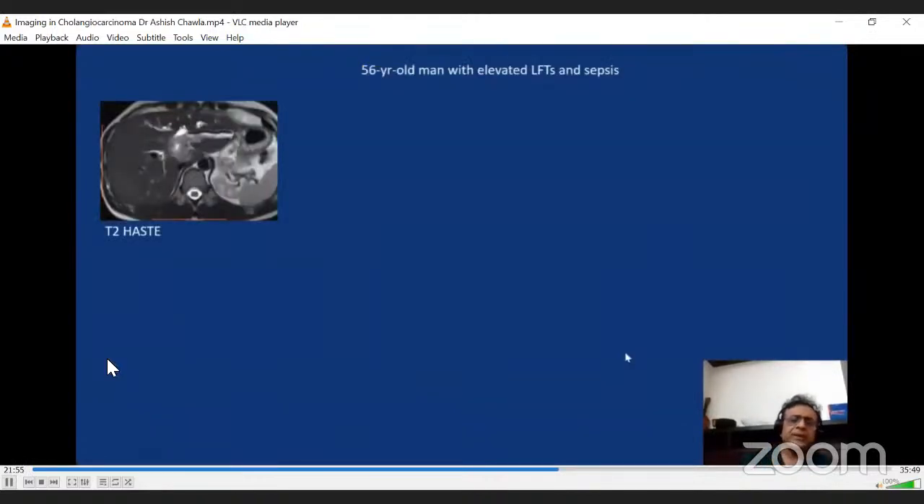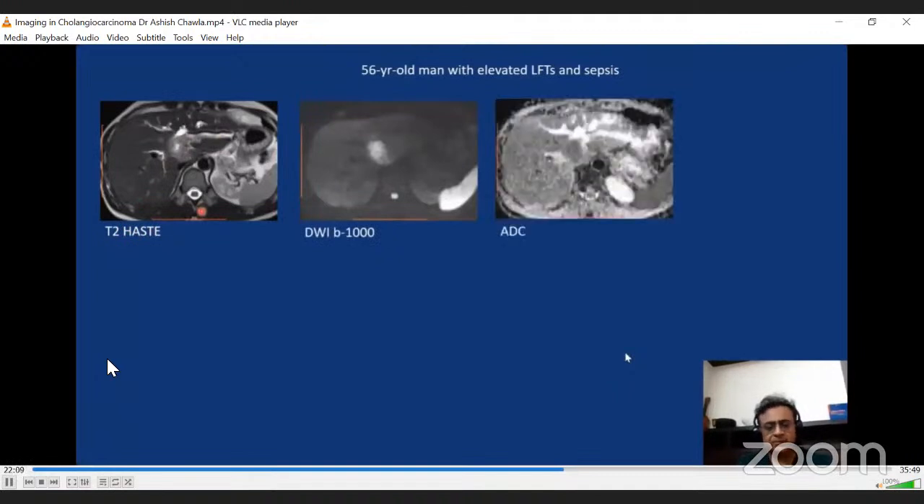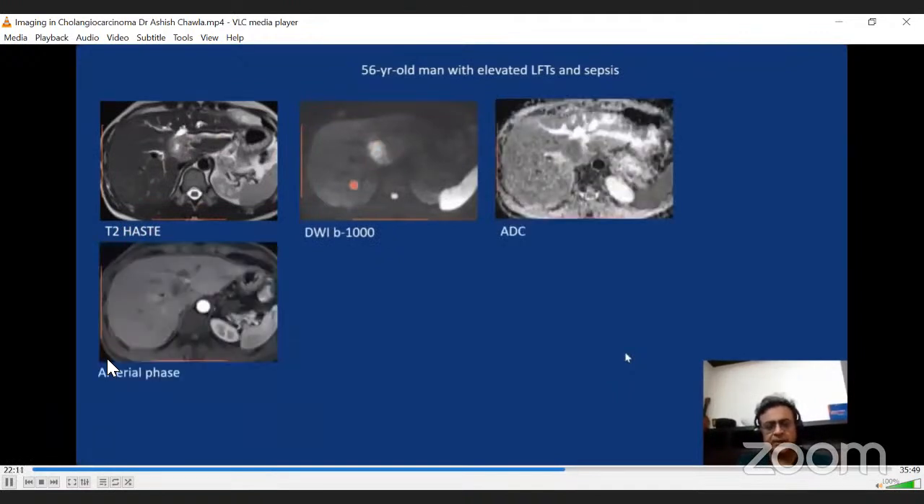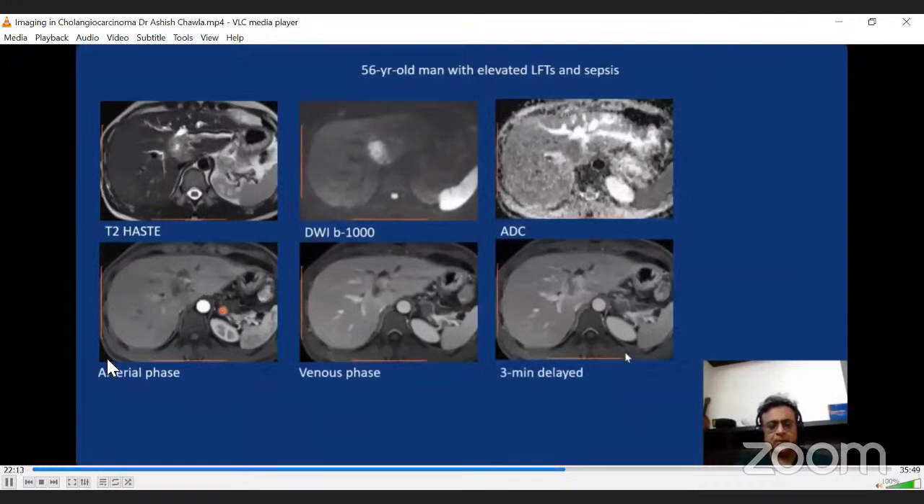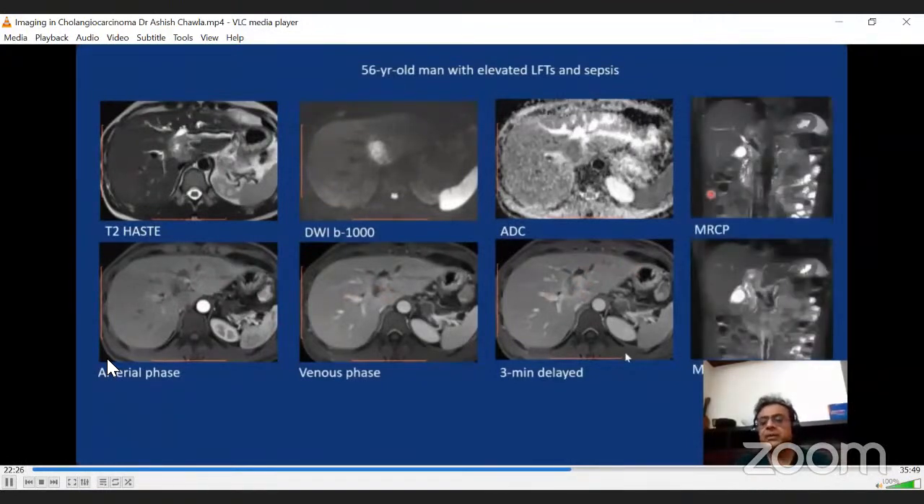So, a 56-year-old man with elevated liver function tests and sepsis. There is a mass here in the hilum with ductal dilatation bilaterally, the right duct as well as the left duct, on T2 HASTE images. That's showing restricted diffusion. And in the contrast enhancement phases, there is the typical signature of cholangiocarcinoma, progressive enhancement. No doubt this is a Klatskin tumor, and the portal vein was patent in this patient.